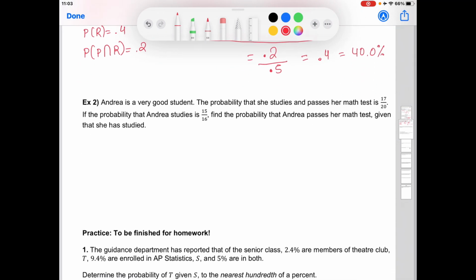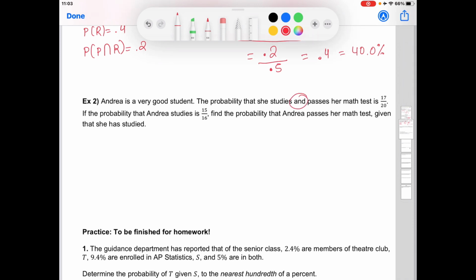Andrea is a very good student. The probability that she studies and passes her math. Again, very important to read the questions carefully. So let's say S is for studying. If you want to underline and write S, and passes math, let's write M. Probability she studies and passes her math test is 17 out of 20. If the probability that Andrea studies is 15 out of 16, find the probability that Andrea passes her math test given that she studied.